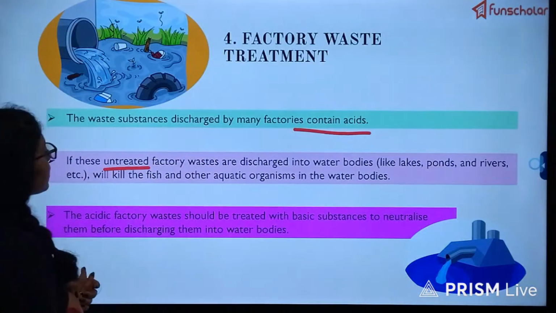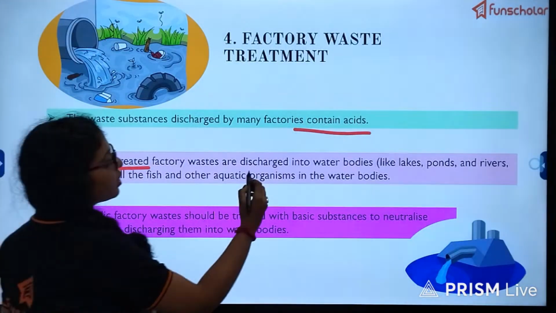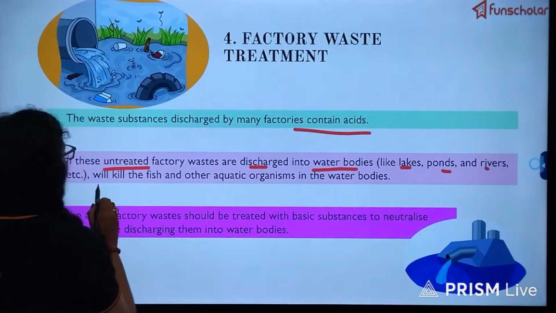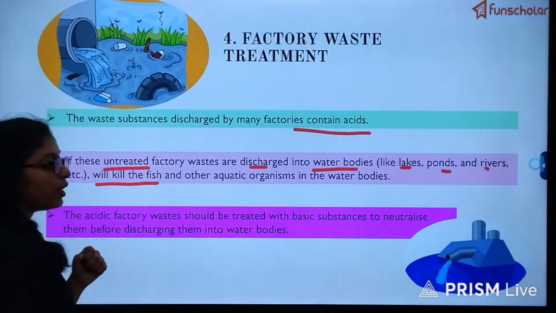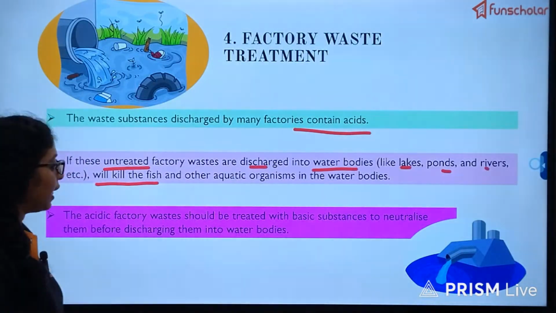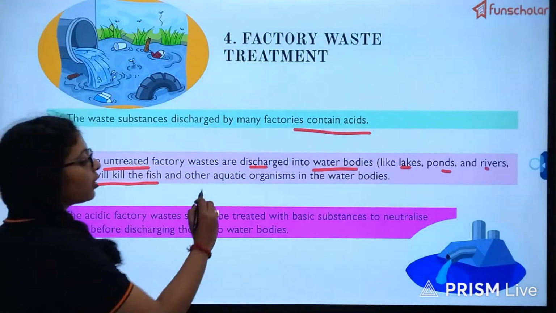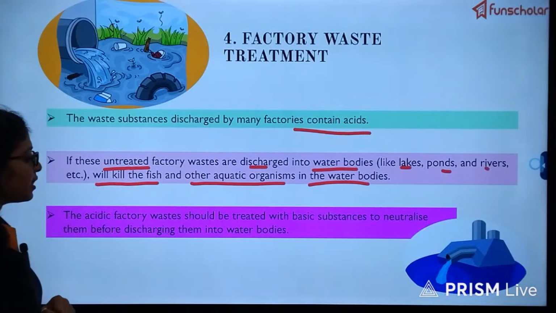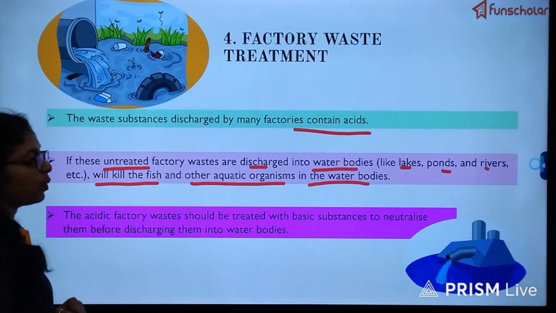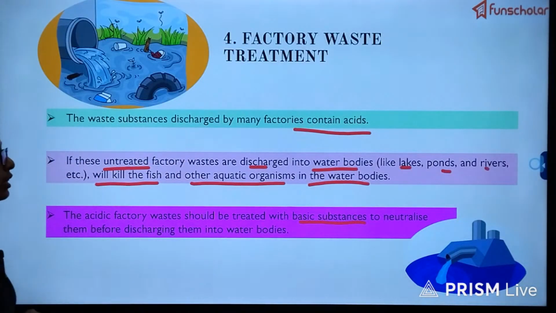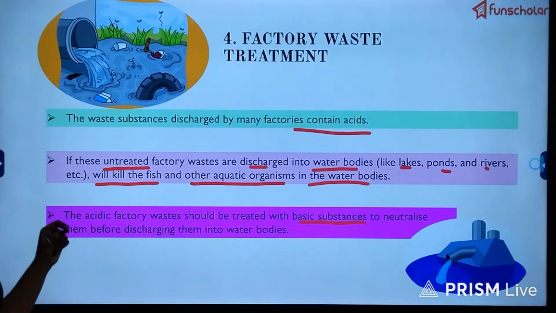If untreated factory waste is discharged into water bodies like lakes, ponds, rivers, etc., it will definitely destroy the aquatic ecosystem in that river or lake. It will kill the fish and other aquatic organisms in the water bodies. The acidic factory waste should be treated with basic substances to neutralize it before discharging it into the water body.